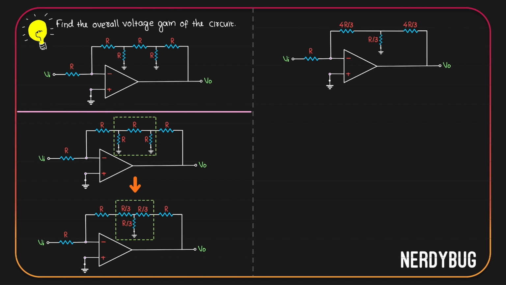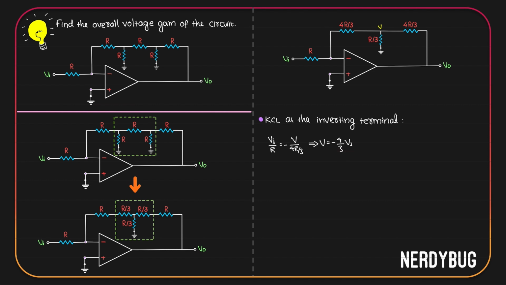This looks simple enough for us to do the analysis. Let's call the potential at this point V. Let's apply Kirchhoff's current law at the inverting terminal, which is over here. Current will flow through R and then all of it will go through 4R by 3. Current through R is Vi minus 0 divided by R, 0 because here we have 0. Current through 4R by 3 is 0 minus V divided by 4R by 3. These two will be equal. R and R get cancelled and we can write V is negative 4 by 3 times input voltage.